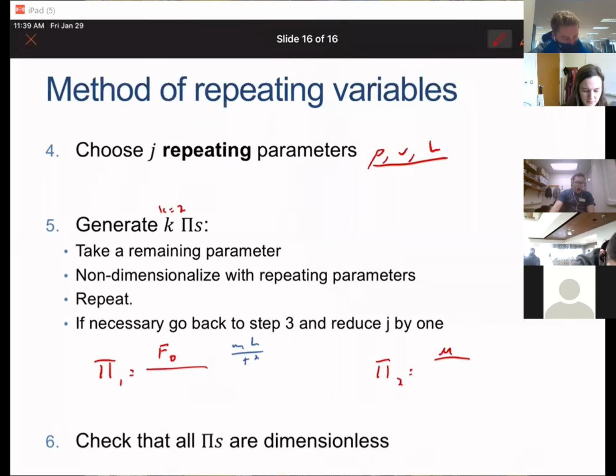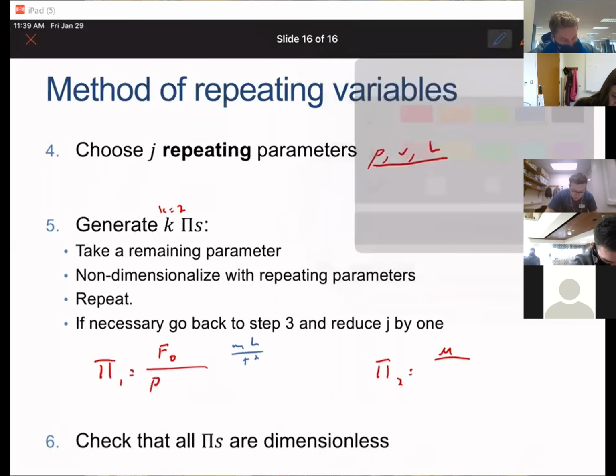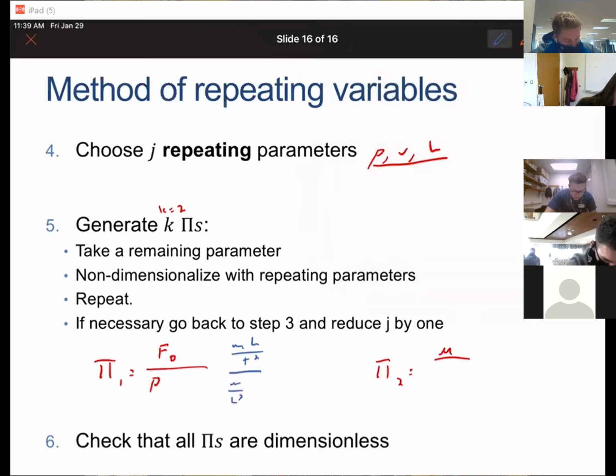What's the density? Density? Yeah. And the density. Okay, so that'll be mass over length cubed. See, this is why it's nice to get repeating parameters where only one of them has mass in it. It's nice, it makes it easier.